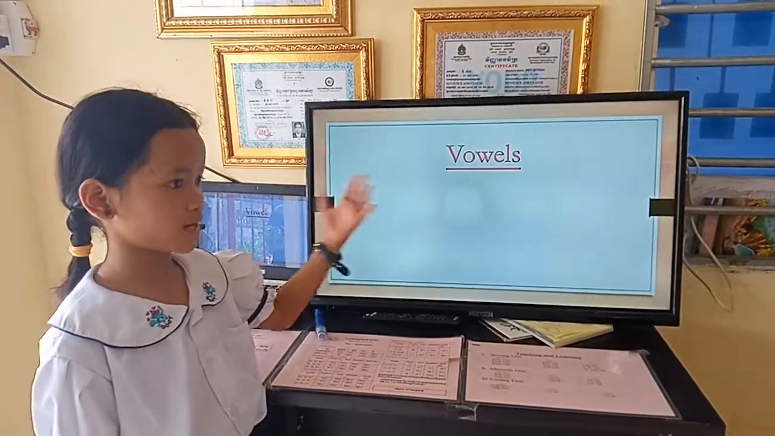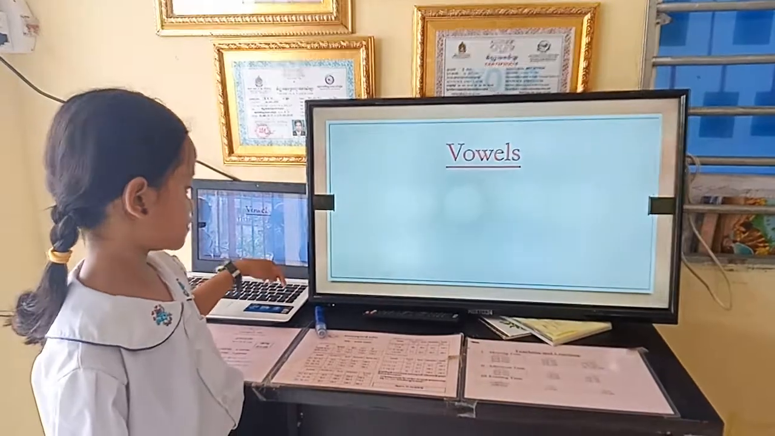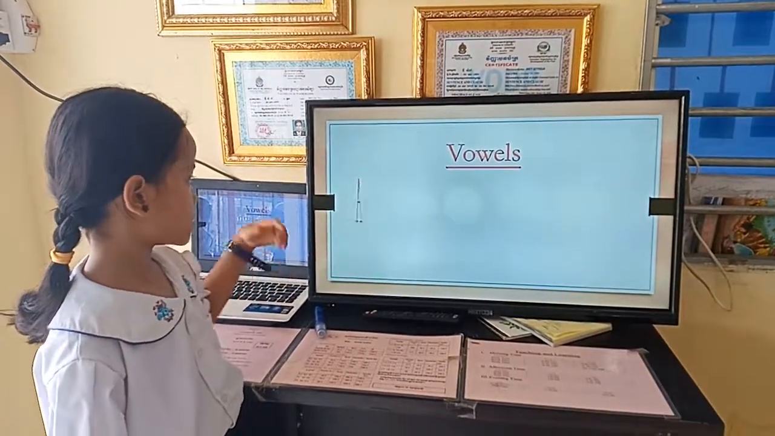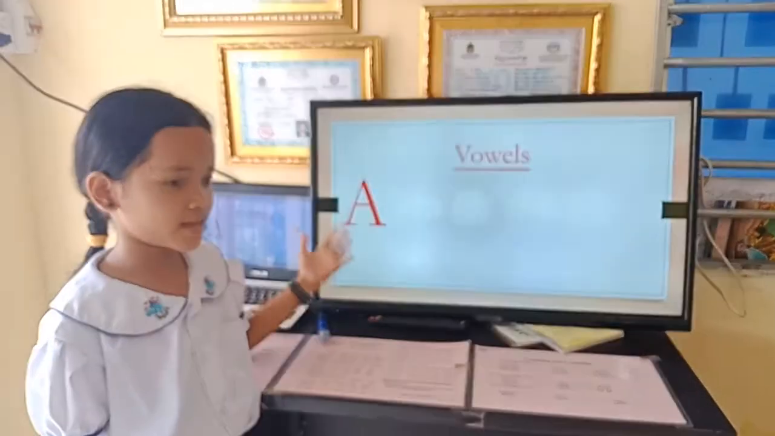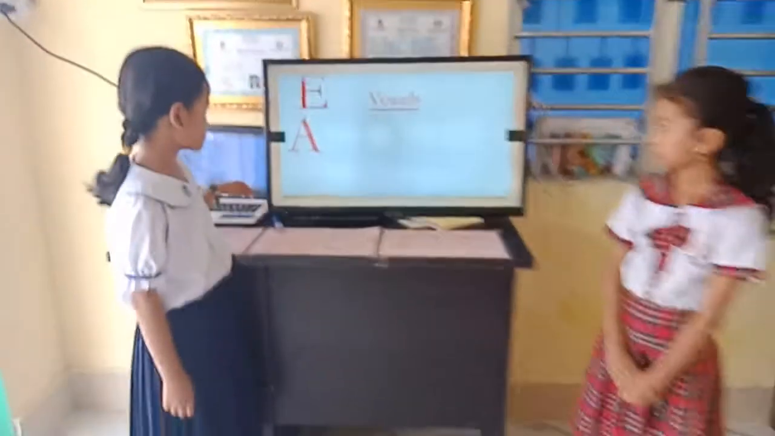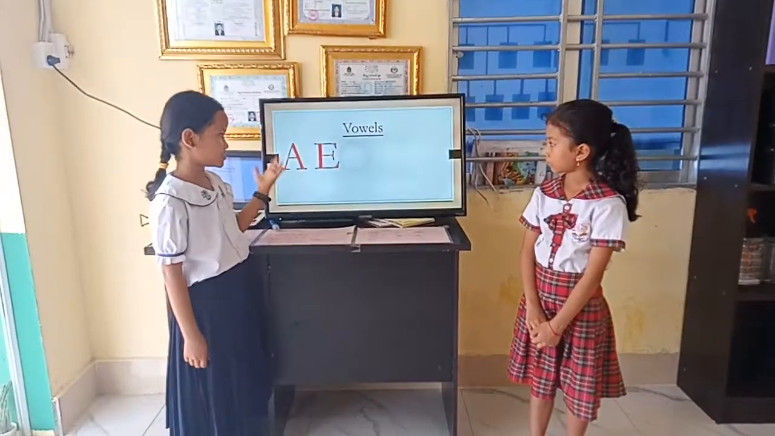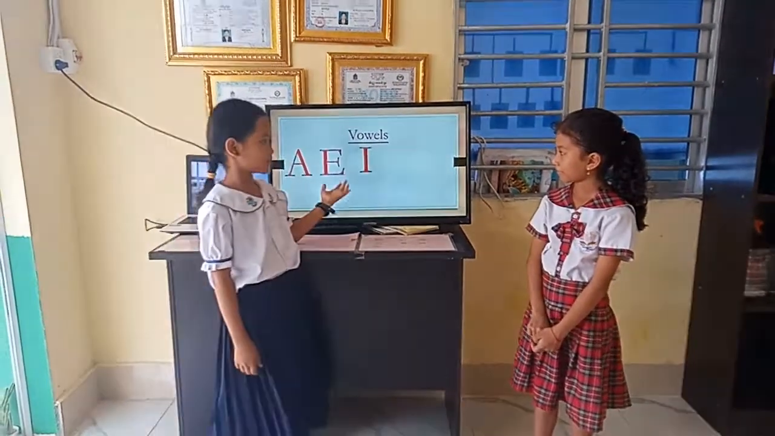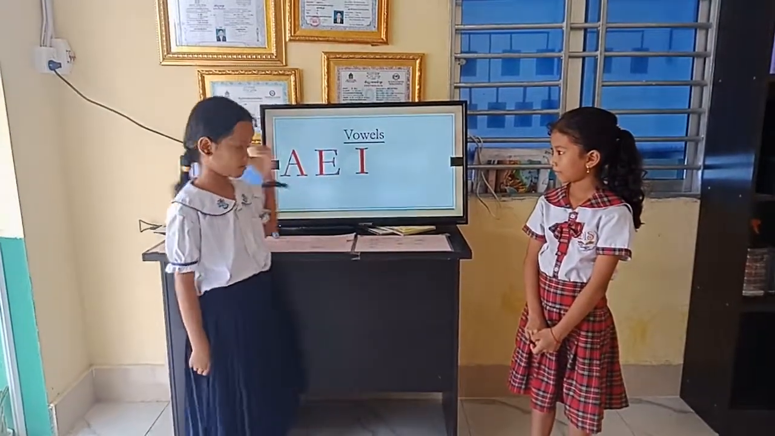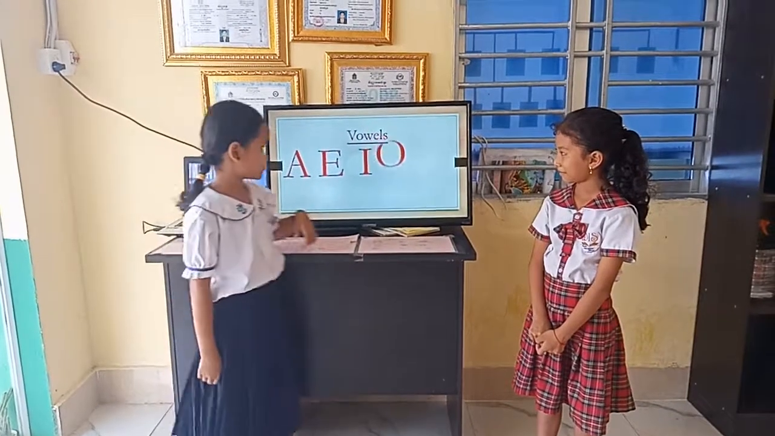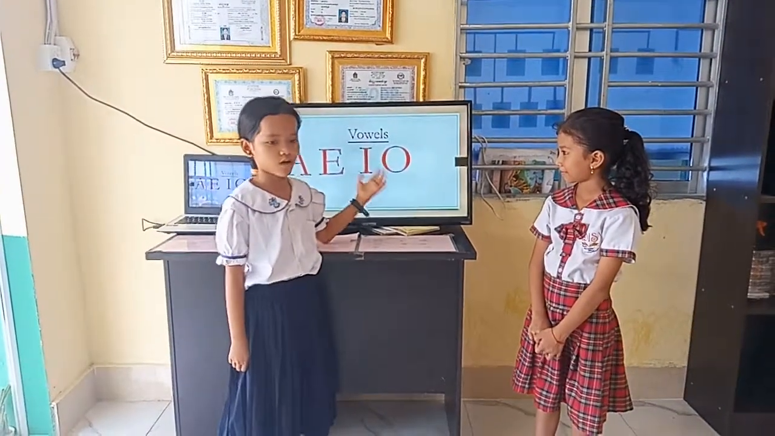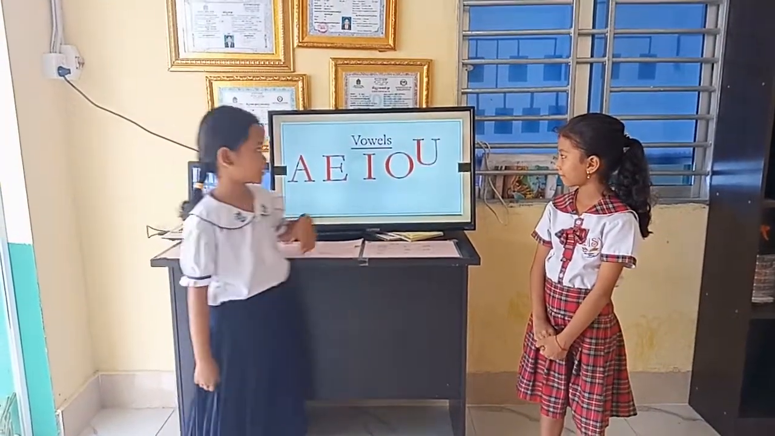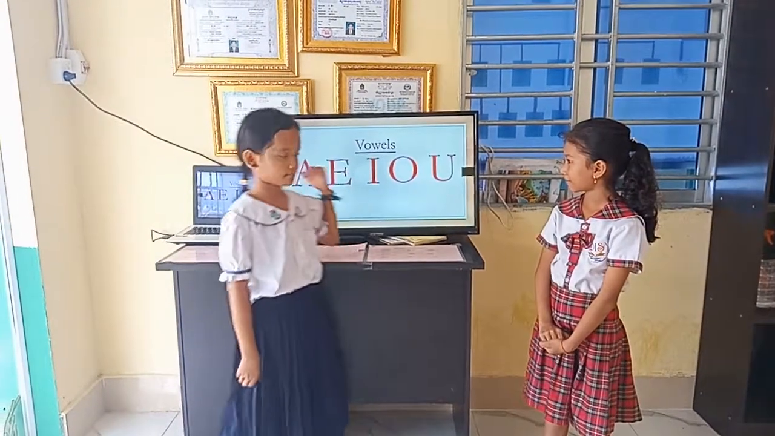And these are vowels. The first is A, sound A. And the next is E, sound A. And the next one is I, sound E. The next one is O, sound R. And the last one is U, sound A.